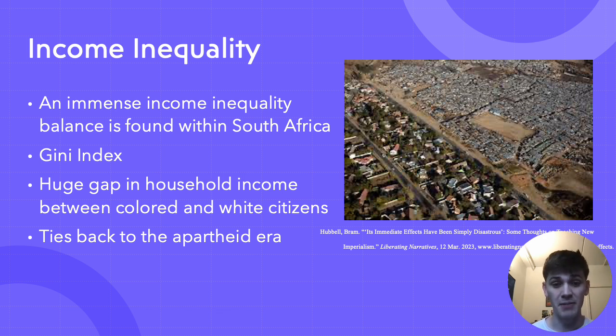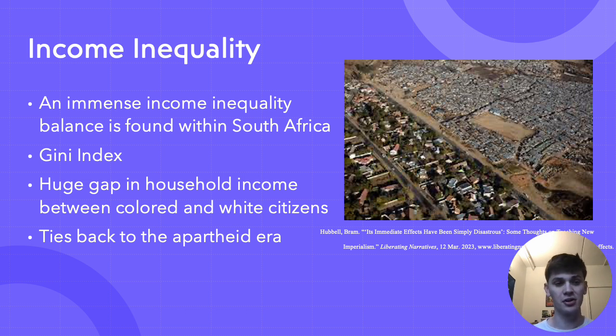Income inequality is a major problem in South Africa today. An immense income inequality balance is found within South Africa. The Gini index, which is an economic tool used to measure income inequality, from 2006 to 2014, South Africa scored the highest according to the World Bank's development indicators. The average score for these years was 39. South Africa scored 63, and the higher the score, the worse off the country is.